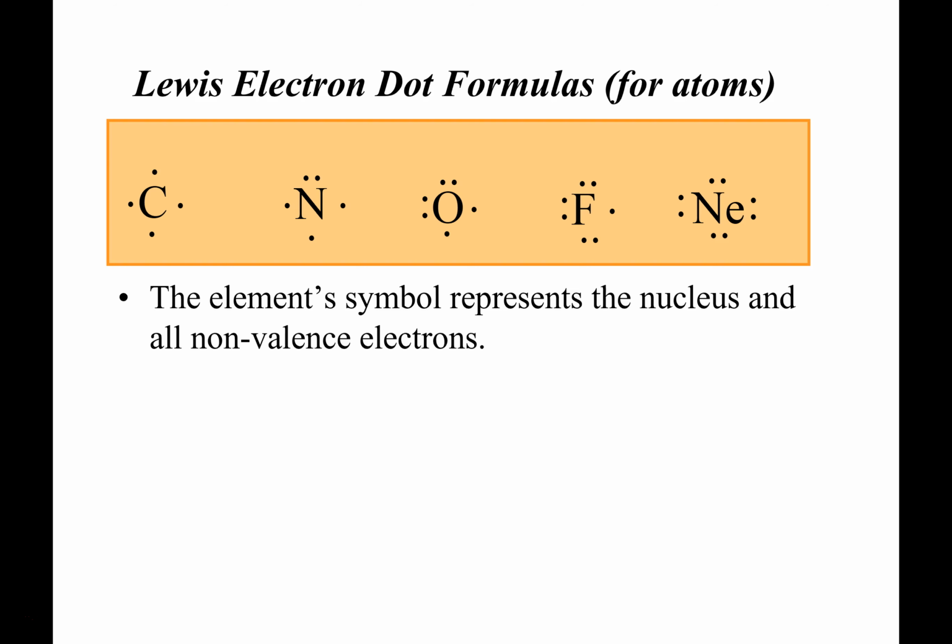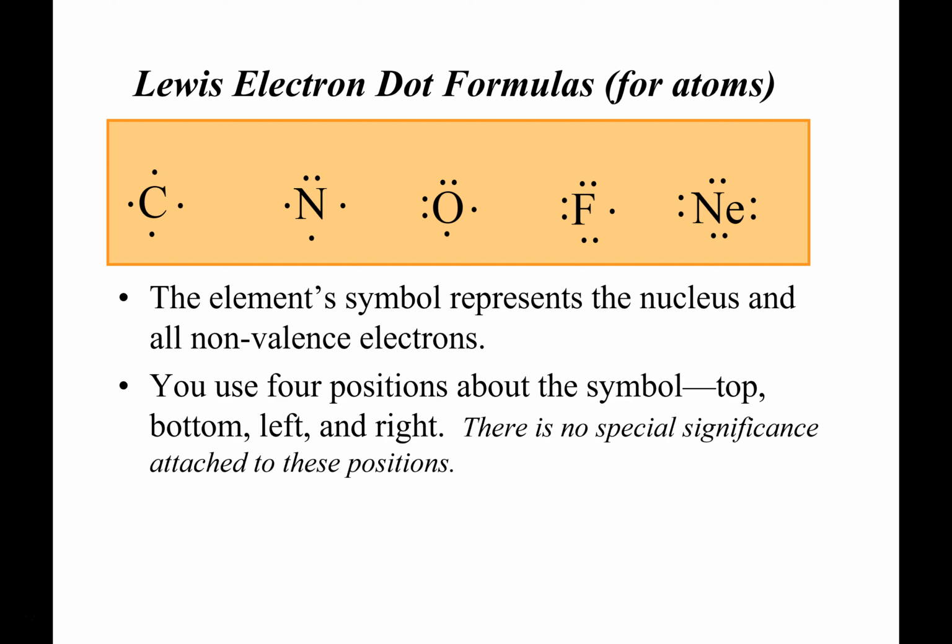So when you see this, you can think of the letter C as representing the center of the carbon atom, the nucleus, and all electrons that are non-valence electrons. If we find carbon, we can go over here, and it's 4A. Those 4 dots represent the 4 valence electrons. Nitrogen is 5A, it's got 5 dots. Oxygen 6A, 6 dots. Fluorine 7A, 7 dots, and neon 8A, 8 dots. So actually there's our complete octet, and you can get a sense for what's going on with the element.